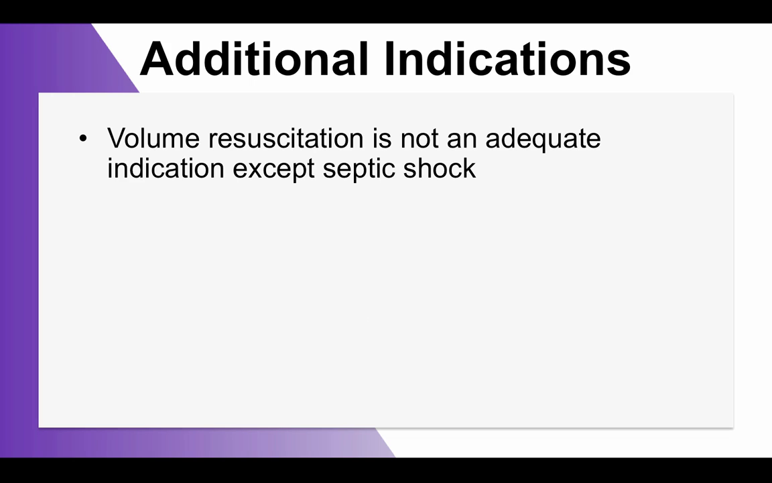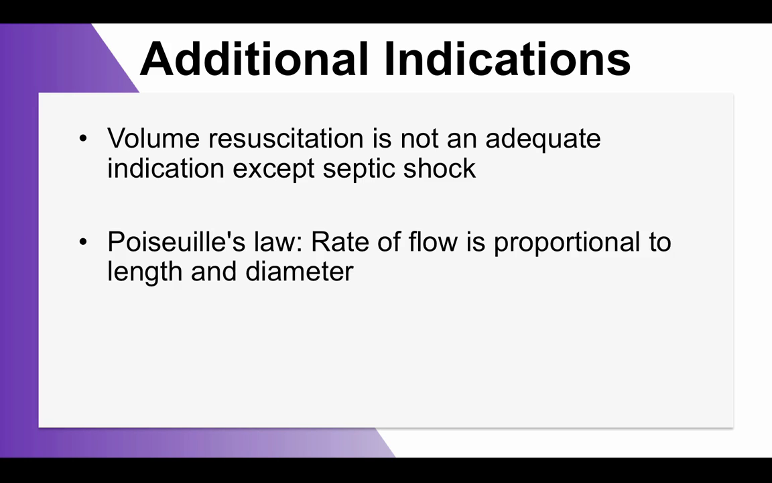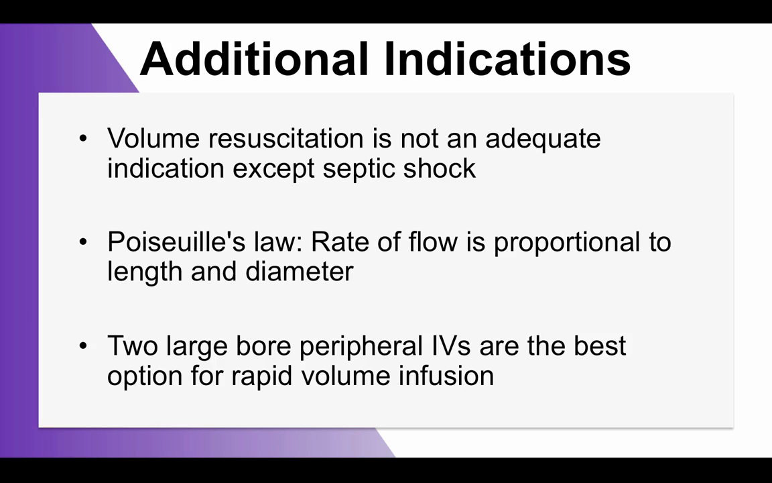By itself, volume resuscitation is not an adequate indication for placing a central venous catheter. However, with the need for early goal-directed therapy in patients with septic shock, central venous oxygen saturation and central venous pressure monitoring may be indicated and require a central line. Remember Poiseuille's law? The rate of flow through a tube is proportional to the length and diameter of that tube. Therefore, 2 large-bore peripheral IVs may be the best option for rapid volume infusion.